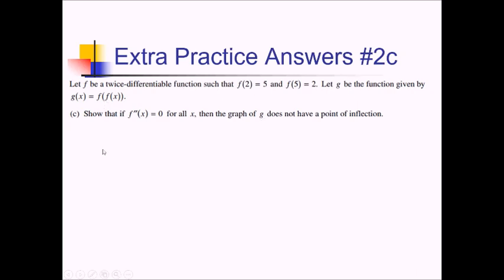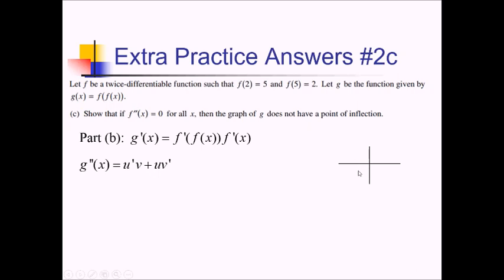Recall from part B, g prime was really f prime of f of x times f prime of x, just application of the chain rule. So g double prime then is going to require the product rule since we have two things being multiplied. So that's going to be u prime v plus uv prime in general. Let me set up a box and ribbon to help me organize this.